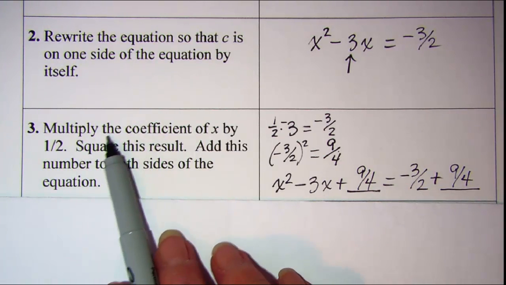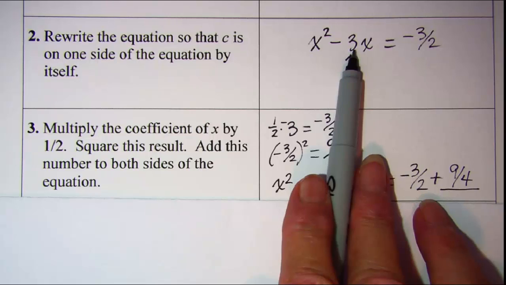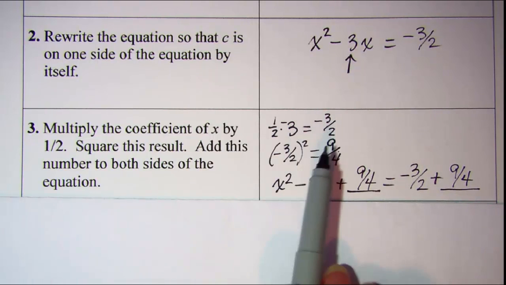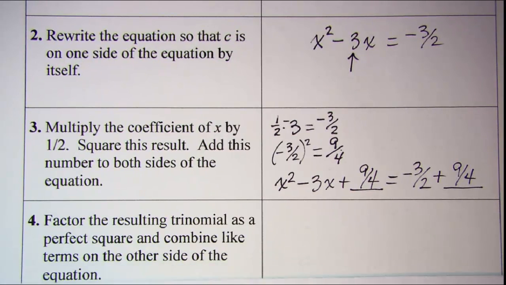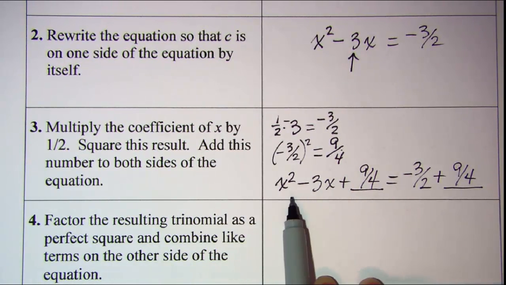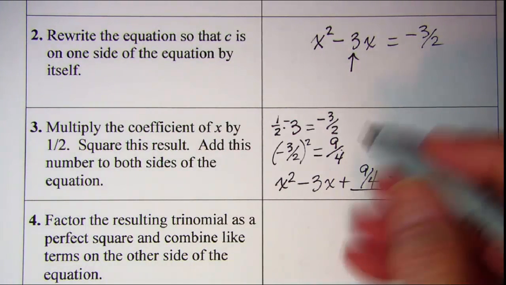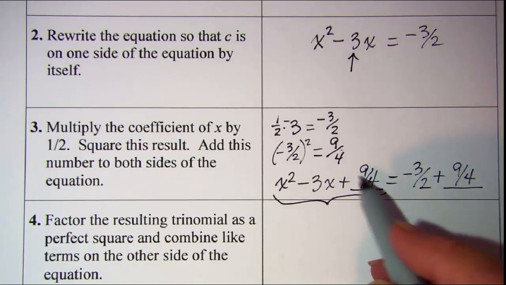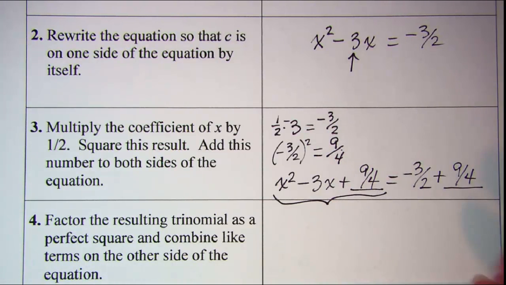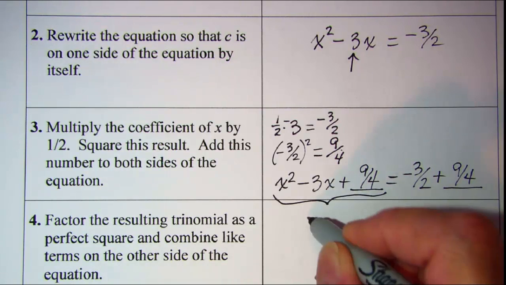Now this step I call the half it, square it, add it step, because you half the coefficient of x, then you square it, and then you add it to both sides of the equation. Okay. My next step is to factor the resulting trinomial, which is on the left side here, as a binomial squared. The whole reason for this half it, square it, add it thing is because that forces this left side to be a perfect square when I factor it.